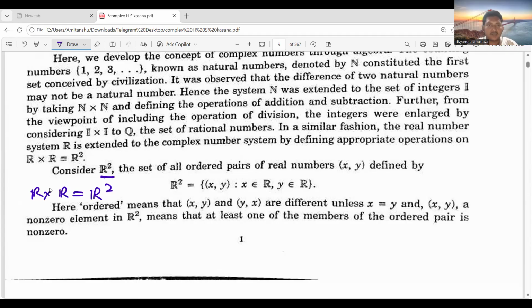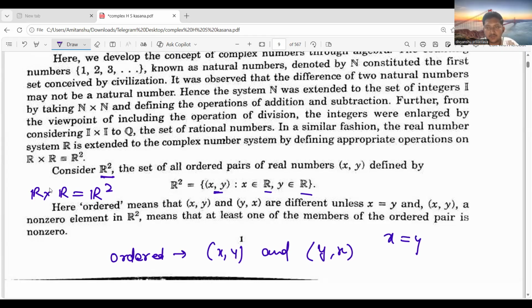Here is the ordered pair of real numbers x and y defined by R square. Take two elements; these two elements belong to the real numbers. Now, what does ordered mean? Ordered means x comma y and y comma x are different unless x is equal to y. And x comma y are non-zero elements in R square, meaning at least one member of the ordered pair is non-zero.